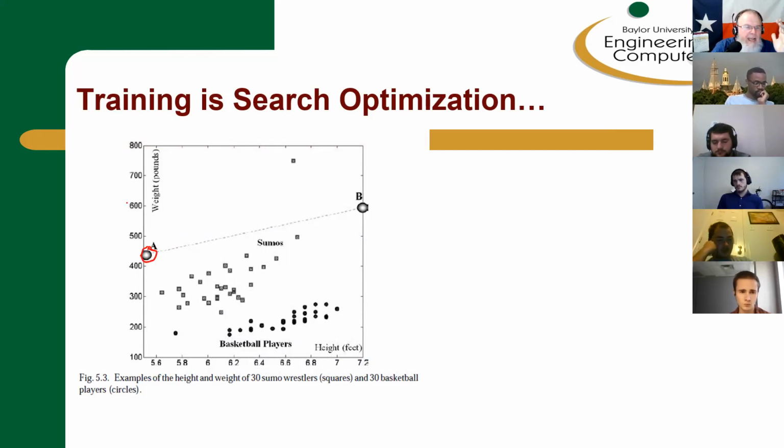We're going to choose a point A on this axis, and a point B on this axis, and connect a line through these points A and B. And then we're going to find out what values of A and B give us the best result. So it's going to be a search algorithm that gives us the most accurate classification of sumos and basketball players. Everything above the line, we're going to say is a sumo wrestler. Everything below the line, we're going to say is a basketball player.